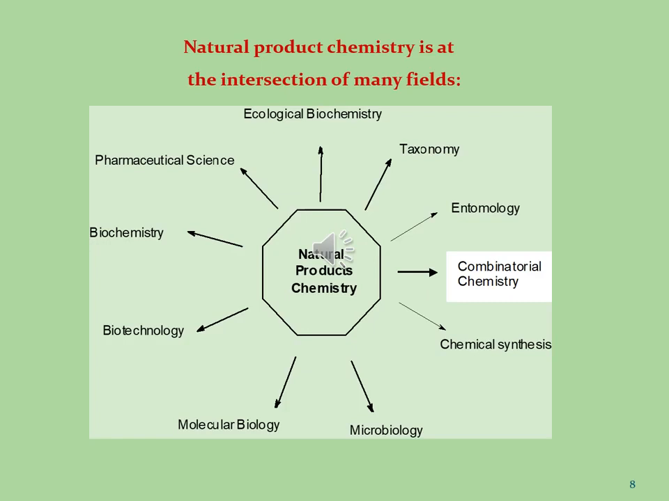Natural product chemistry is at the intersection of many fields that include ecological biochemistry, taxonomy, entomology, combinatorial chemistry, chemical synthesis, microbiology, molecular biology, biotechnology, biochemistry, and pharmaceutical sciences. So these fields interlink with natural product chemistry.